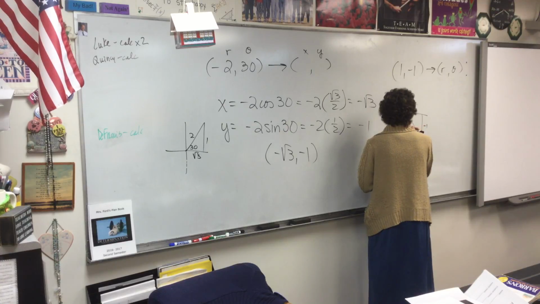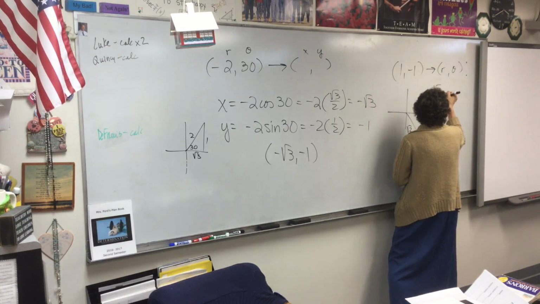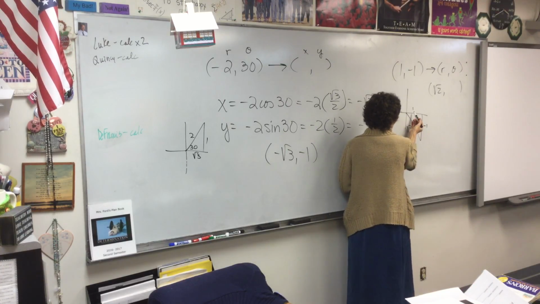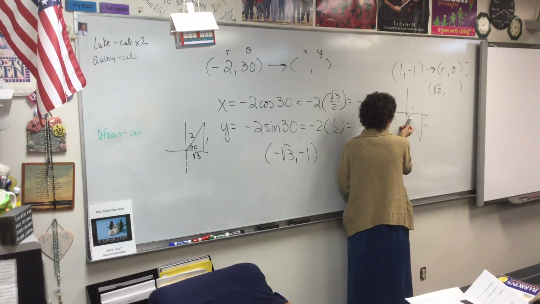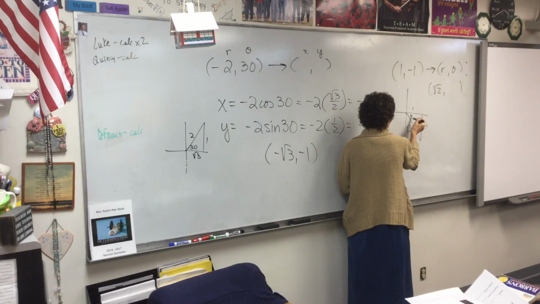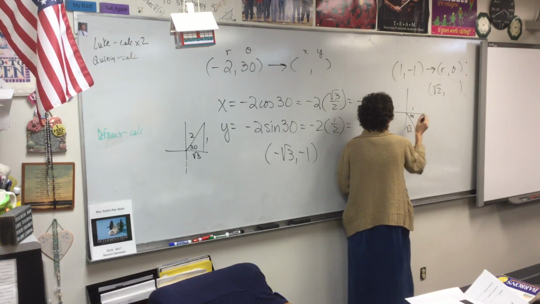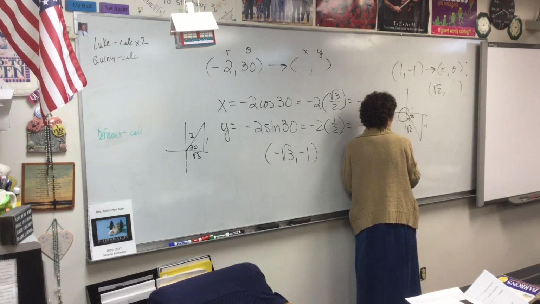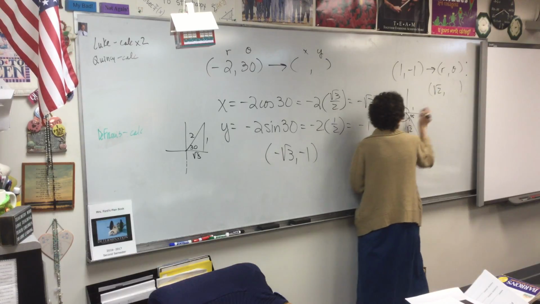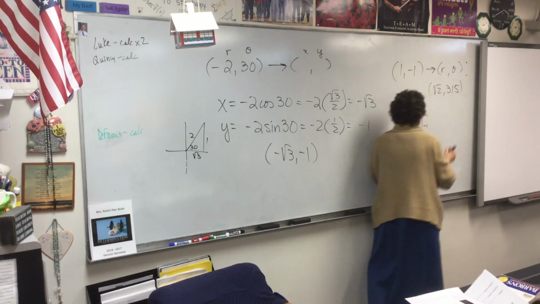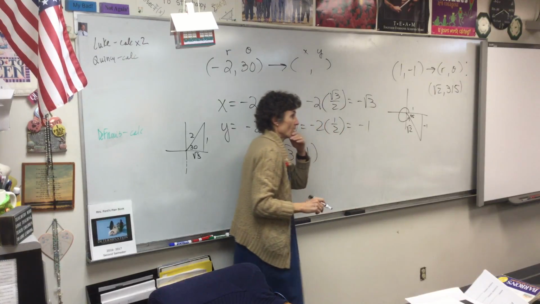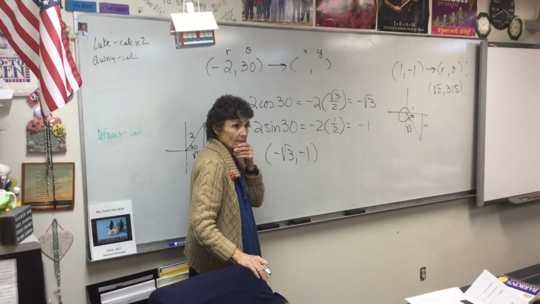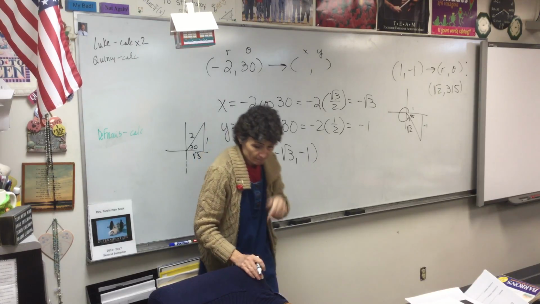r is root 2. Now, I'm not going to use a calculator. I shouldn't need one. I should be able to tell from this picture that this angle right here is 45. Be careful. Don't put 45 here. What goes there? 315. This point is in the 4th quadrant, right? Make sure that the angle you write is in the 4th quadrant, all the way around.